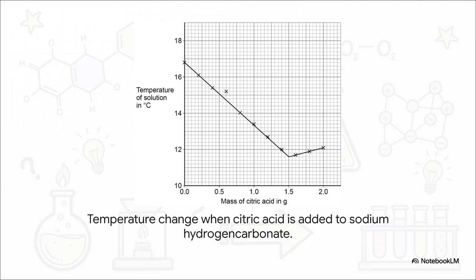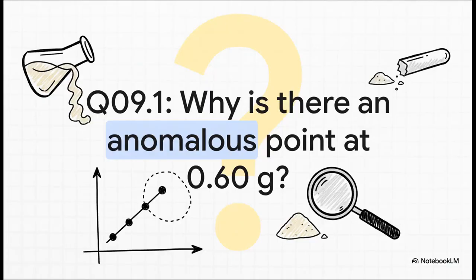So what's going on here? The next few questions are all about figuring that out. And boom, first question. Suggest one reason for the anomalous point at 0.60 grams of citric acid. You see that point? It's just floating there, not following the trend at all. The question is clever. It tells us the student didn't make a mistake measuring or plotting it. So the mistake must have happened during the actual experiment. So what could have gone wrong in the lab?